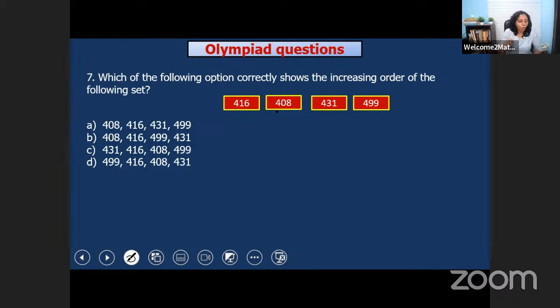Which of the following options correctly shows the increasing order of the following set? And here we have the numbers. So we have to write the increasing order. Which would be the correct one? Do you want to try to solve it first? All the best, try to solve this, then I will show you the answer.